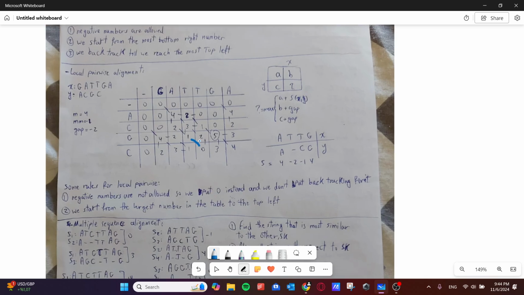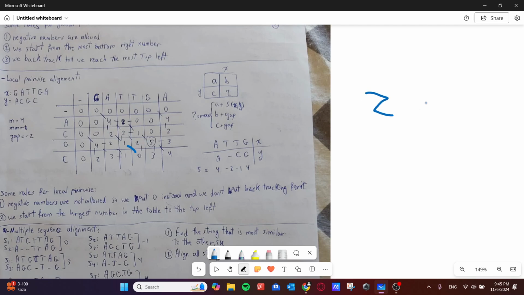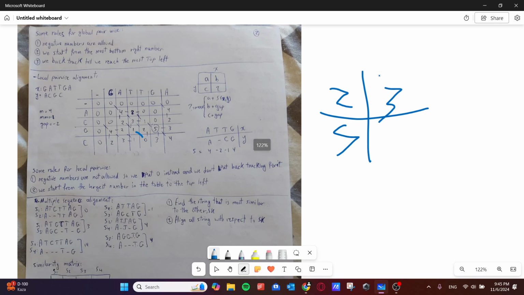What we do if we get a negative number, we put 0 instead of it, and we don't put a backtrack for it. So let's say we find, like, 3, 5, and we have to find this, and the maximum number between all of these was a negative number, let's say -1. So we put 0 and we don't put a backtrack for any of these numbers, okay?